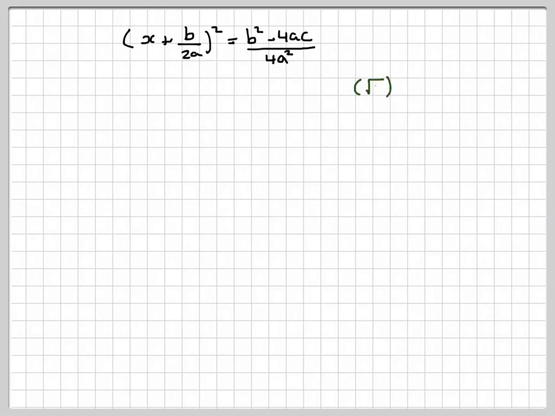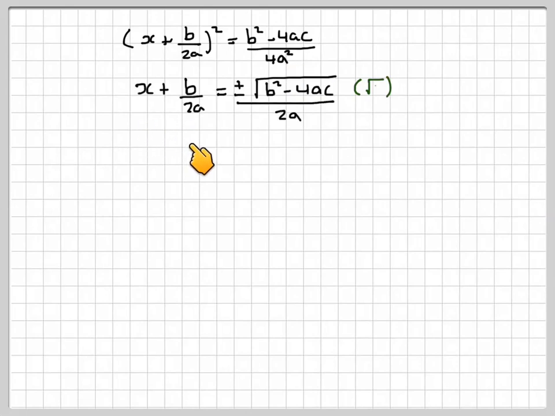The next step will be to take the square root. So when we take the square root, it's plus or minus. Now if we take the square root of 4a squared, the square root of 4 is 2, and the square root of a squared is a. So we're going to get x plus b over 2a equals plus or minus square root of b squared minus 4ac, and on the bottom we just get 2a. The square root of 4a squared is 2a. Think about it, 2a times 2a gives me 4a squared.